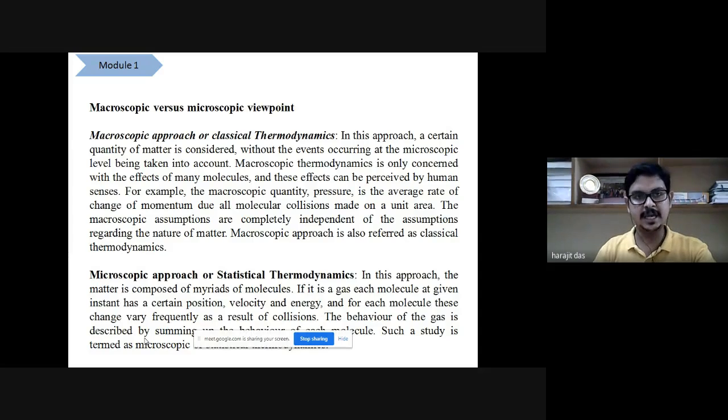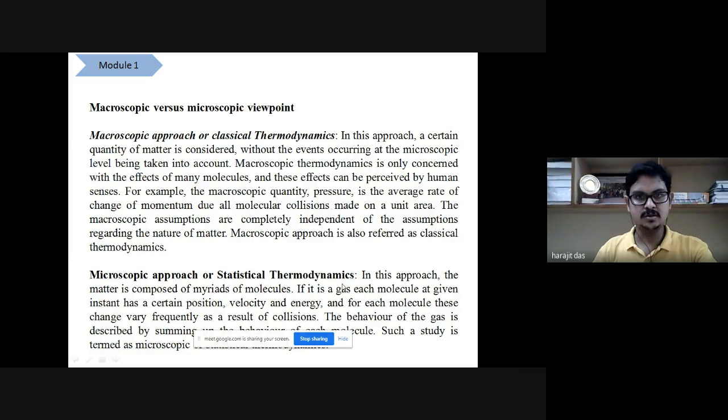So on a particular area, on one unit area, what are the collisions of average particles? That is defined as pressure. But here in the macroscopic approach, we will define the pressure as average pressure. So that is classical thermodynamics. Whatever we are going to study here in your syllabus is classical thermodynamics, or the macroscopic approach. There is another approach, that is the microscopic approach or statistical thermodynamics.